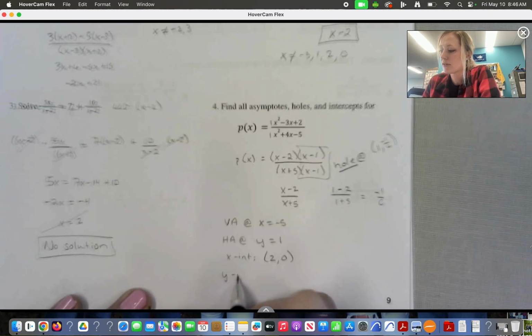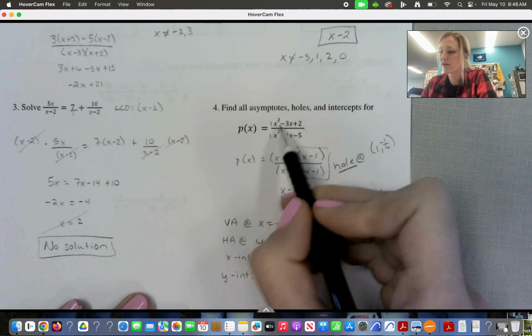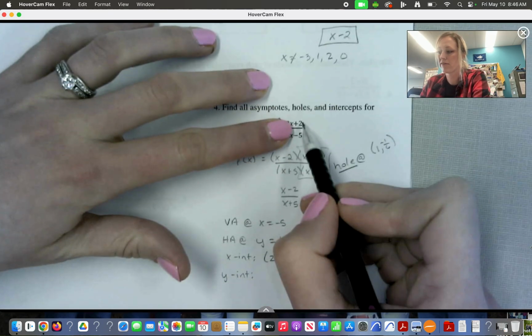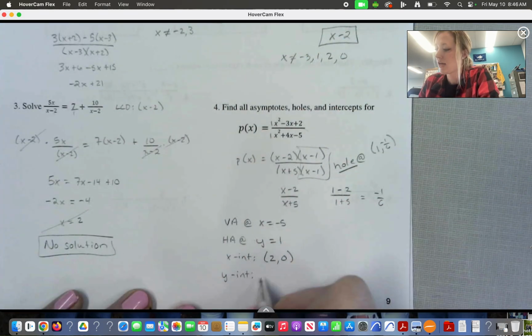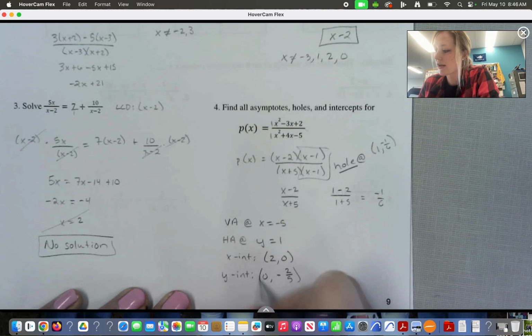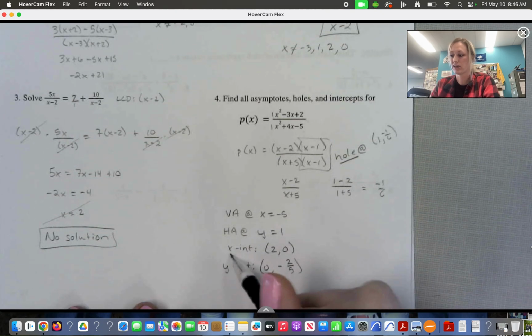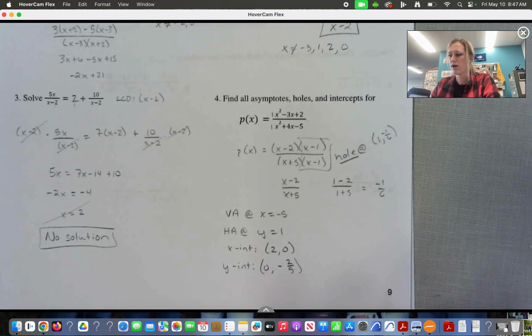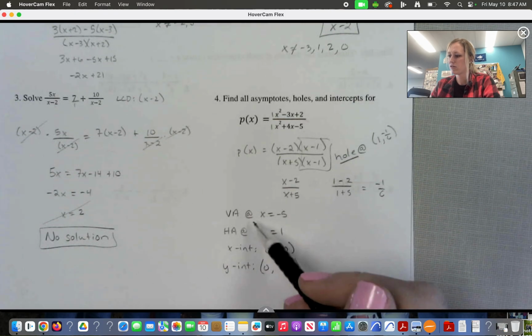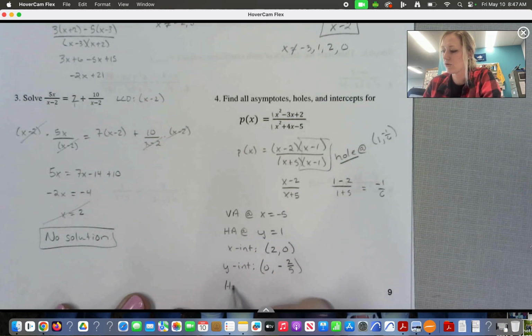Y-intercept: plug in 0 for x. I actually like to do this before it's factored because if I plug in 0 for all these x's, they just go away and I'm left with 2 divided by negative 5. Again, this is a point, so I'm going to write it as an ordered pair. If it's on the y-axis, the x-coordinate is 0. If it's on the x-axis, the y-coordinate is 0. I think we found everything we needed: intercepts, holes, asymptotes. And then I'll add the hole down here. The hole was at (1, negative 1/6).